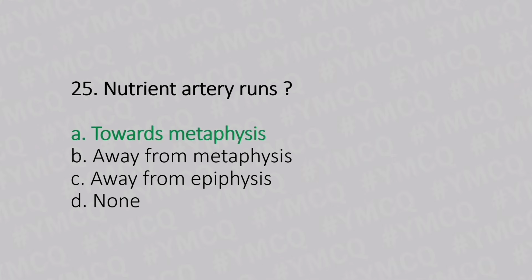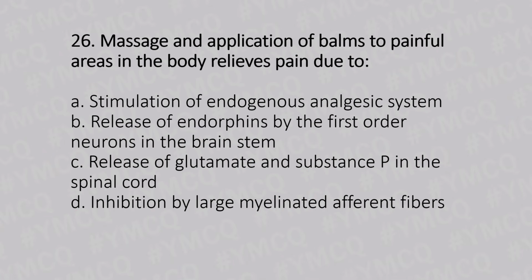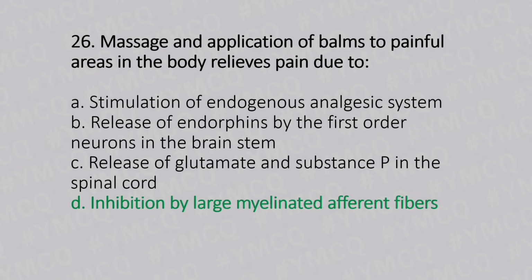Option A, towards metaphysis. Massage and application of balms to painful area in the body relieve the pain due to option A, stimulation of the endogenous analgesic system, option B, release of the endorphin by the first order neurons in the brainstem, option C, release of glutamate and substance P in the spinal cord, option D, inhibition by large myelinated afferent fibers, and the answer is option D. Inhibition by large myelinated afferent fibers.